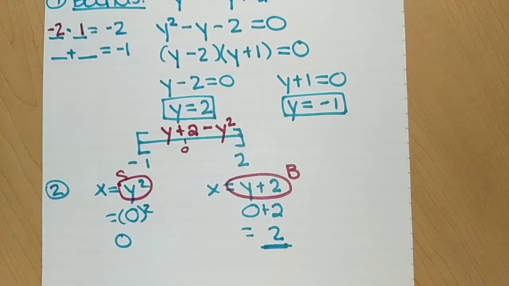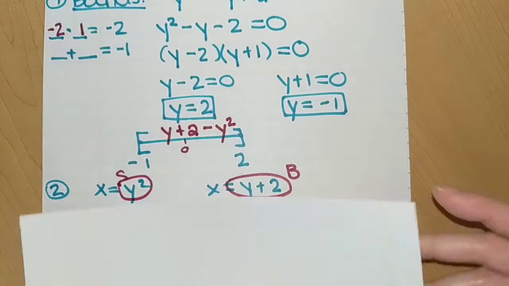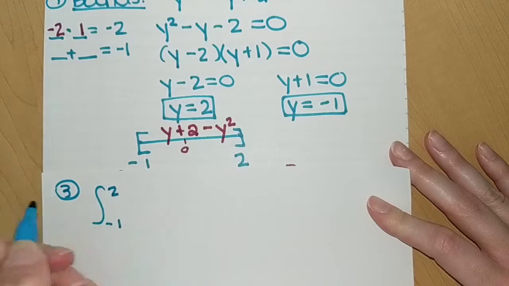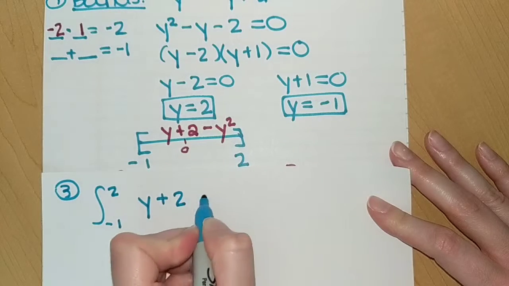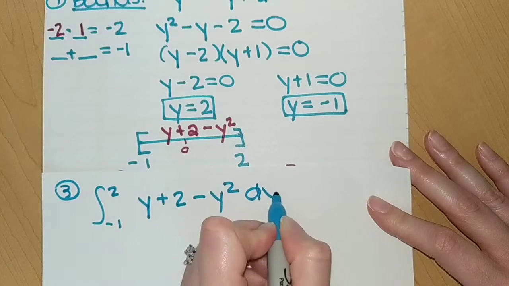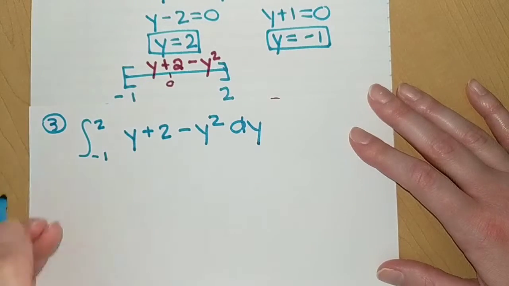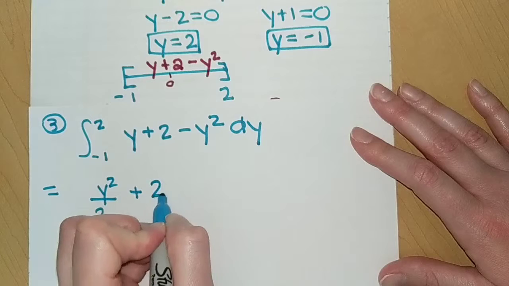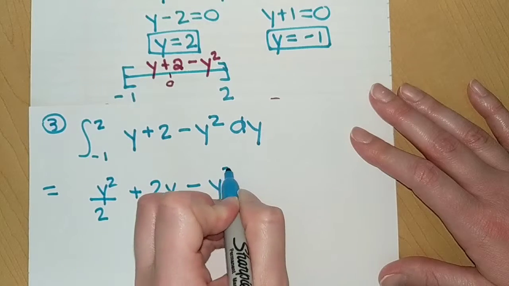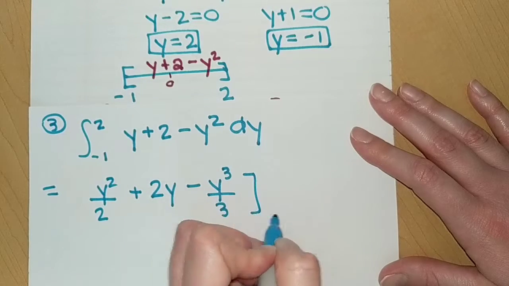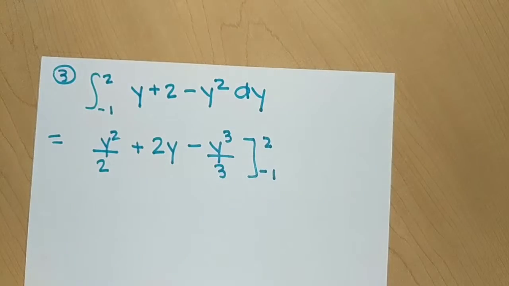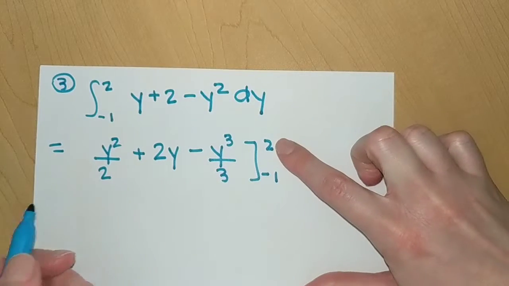So when you're setting up the integral, what it will look like is you will be integrating from -1 to 2 of y plus 2 minus y squared dy. And then you can integrate, so you'll add 1 to the exponent and divide by the new exponent: y squared over 2, plus 2y, minus y to the third over 3, and then evaluate from -1 to 2. So now it just becomes a matter of plugging in your bounds.